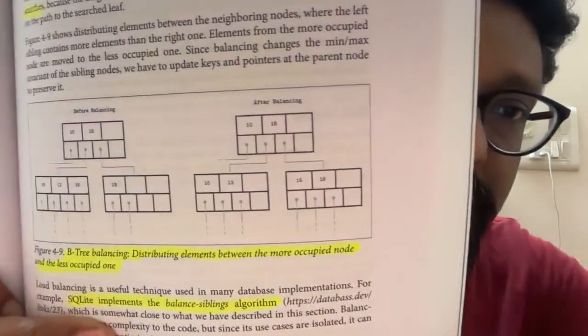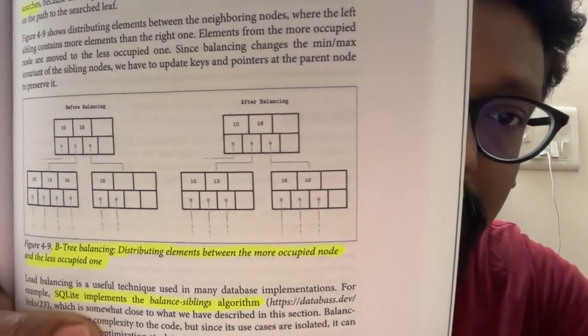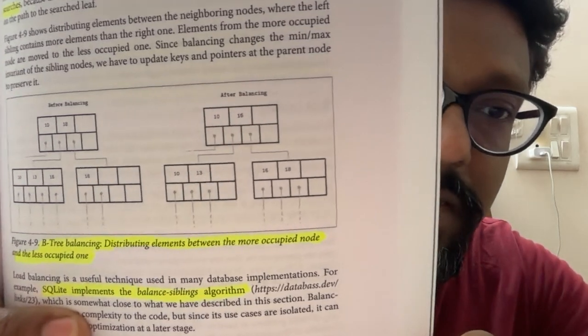Rebalancing. What is rebalancing? Within the same level, here we can see there is shifting of keys before balancing and after balancing. We see that some keys have been shifted. So this is the rebalancing. This improves utilization. B-star trees keep distributing data between the neighboring nodes until both siblings are full.